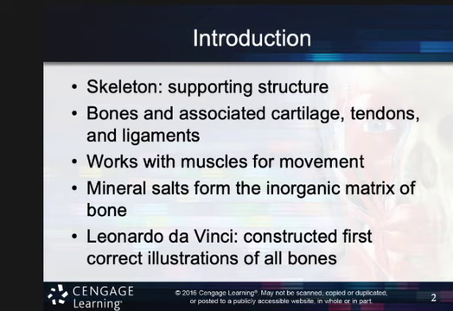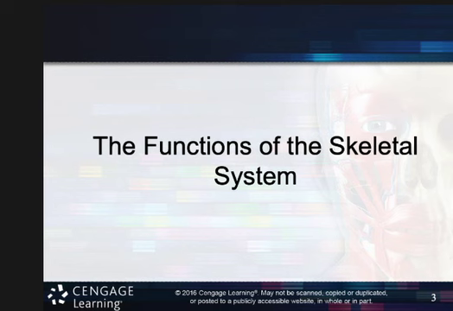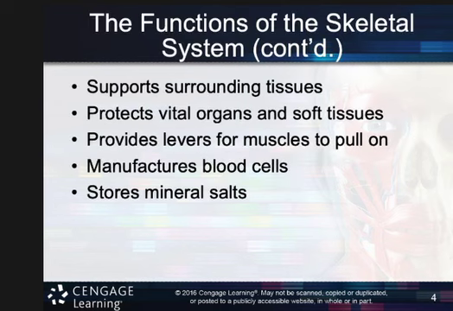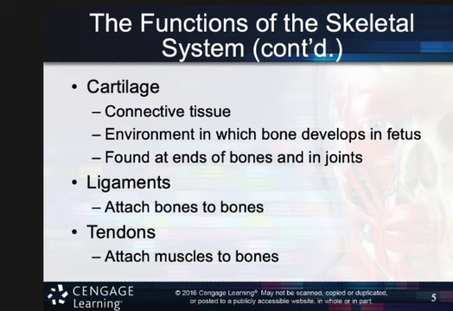And when we look at the functions of the skeletal system, we see that it supports the surrounding tissues, provides vital organs and soft tissues protection, and is an area for movement at structures known as joints. It makes blood, and it stores mineral salts like phosphate and calcium and other components. Okay. Cartilage and osseous tissue make up the bulk of the skeletal system.